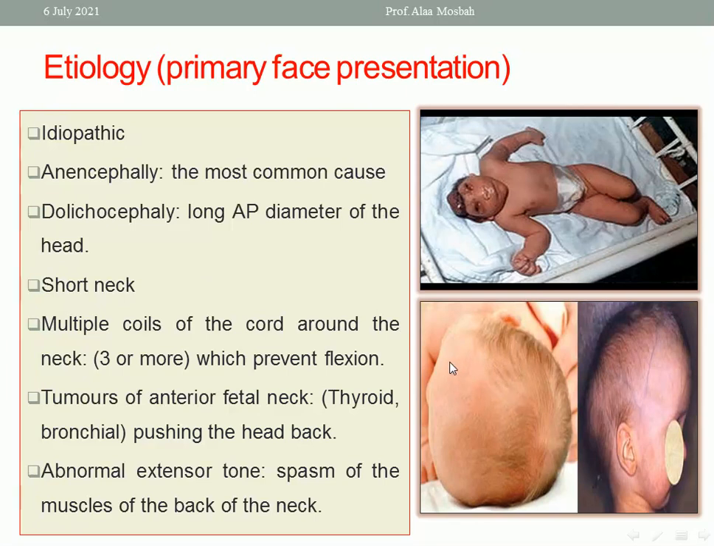Or due to short neck or coils of the umbilical cord around the neck, causing extension of the head, or tumors in the anterior part of the neck, like thyroid tumor, like branchial tumor, or any tumor in this region causing extension of the head of the fetus. Also, it may be related to a functional problem in the extensor muscles of the neck, hyperextension of the neck due to spasm of the muscles at the back of the neck.